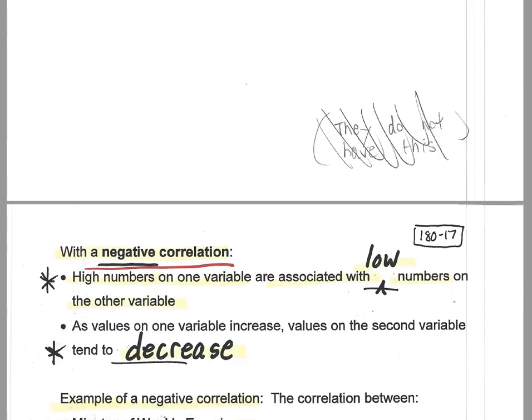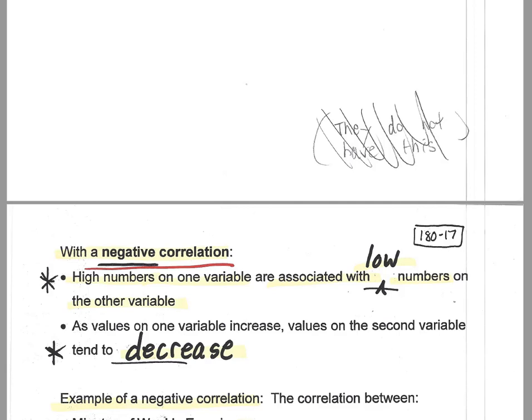And let's find our repeated definition, page 17. With a negative correlation, high numbers on one variable are associated with low numbers on the other variable. As values on one variable increase, values on the second variable tend to decrease.